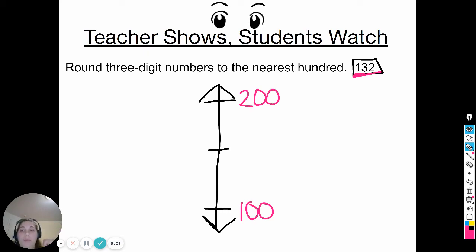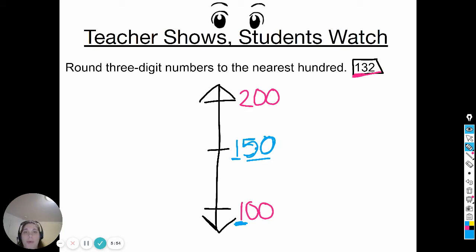Now I need to find my halfway point. This is going to be a little bit different than yesterday. For the halfway point, I'm going to look in the hundreds place, and I'm going to keep that number. And I know when we're rounding to the nearest tens, I said it always ends in a 5. When we're rounding to the nearest hundreds place, your halfway always ends in 50. So we kept the 1 from the hundreds place, and then we end in 50. So the halfway point between 100 and 200 is 150.